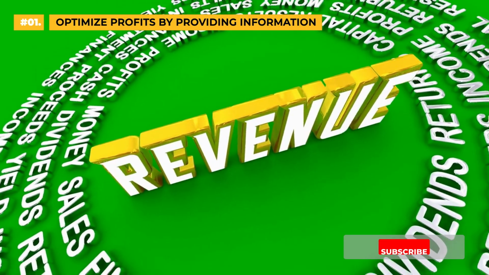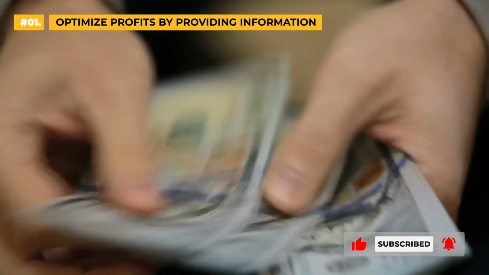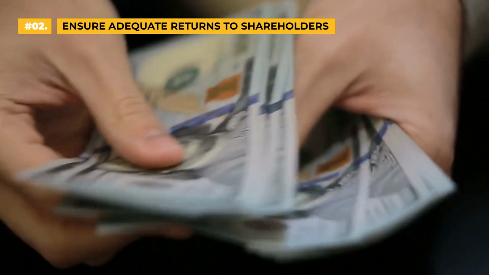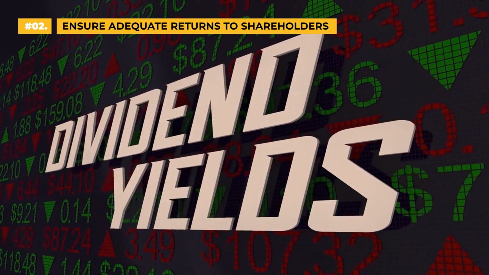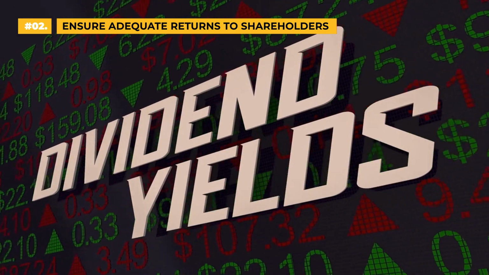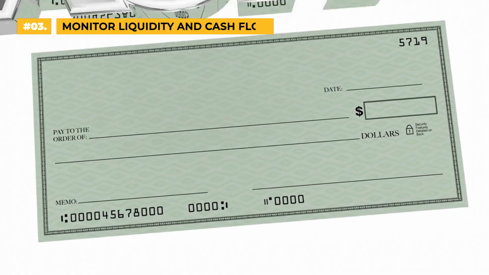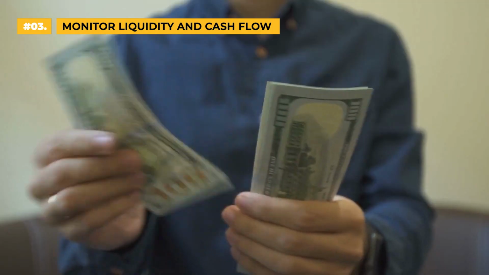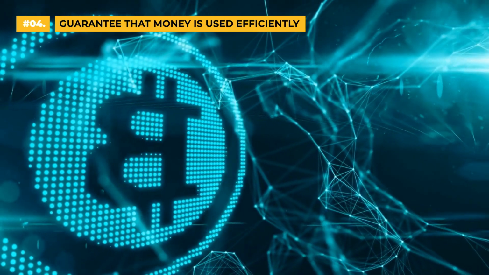Financial management objectives. 1. To optimize profits by providing information on rising raw material costs, which could lead to an increase in the selling price. 2. To ensure adequate returns to shareholders, which will be determined by earning capacity and market value of the shareholders' assets, among other factors. 3. To monitor liquidity and cash flow to ensure that the company has adequate cash on hand to meet its obligations. 4. To guarantee that money is used efficiently.